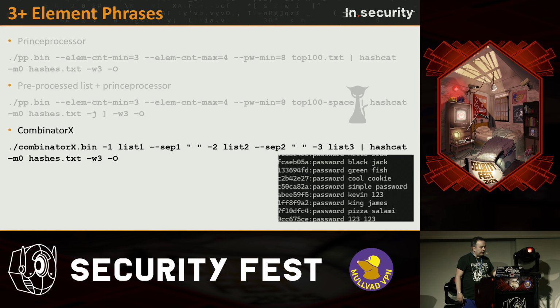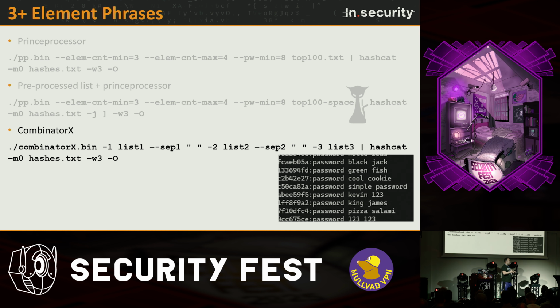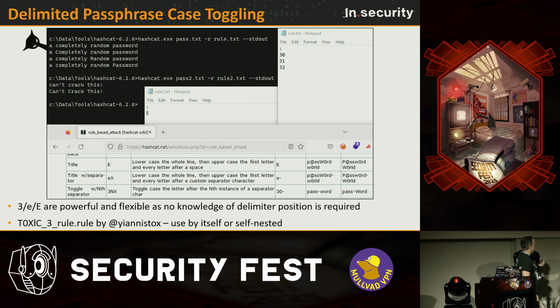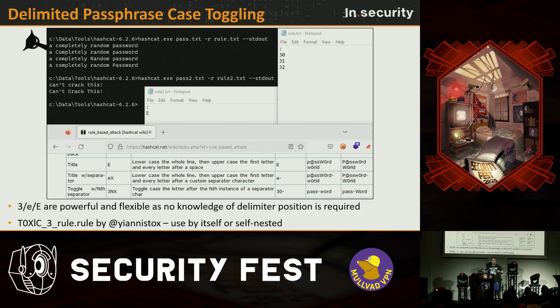But you'll notice all these passwords are lowercase, and people, society, humans, us, we like to do case toggling, especially with space delimited passphrases, because we like to capitalize the first letter of our words. So something like the 3 and E rules are really nice for this. A lot of good work's been done by Yanis, one of the guys on the hashcat team, who's got the toxic 3 rule. It comes with hashcat by default.